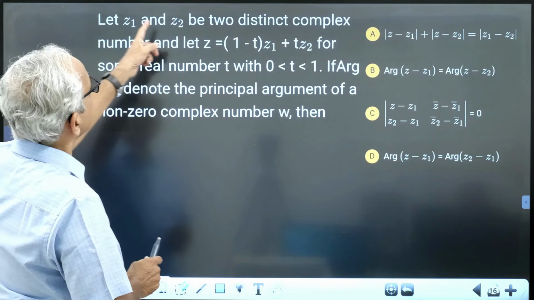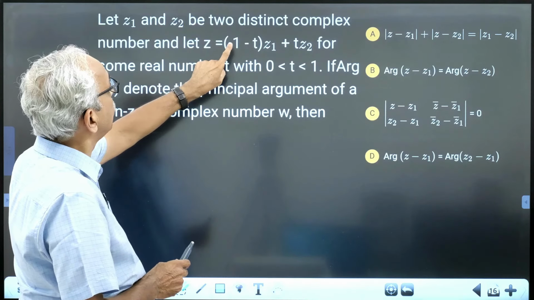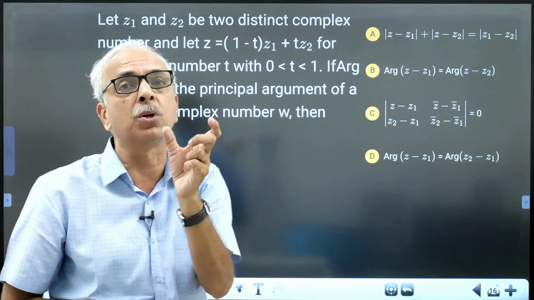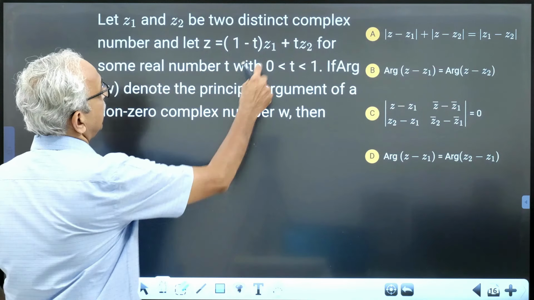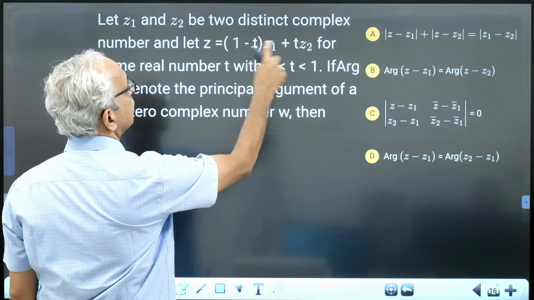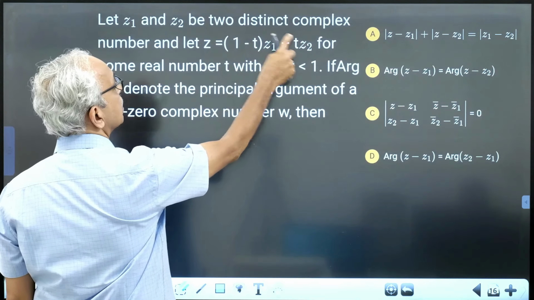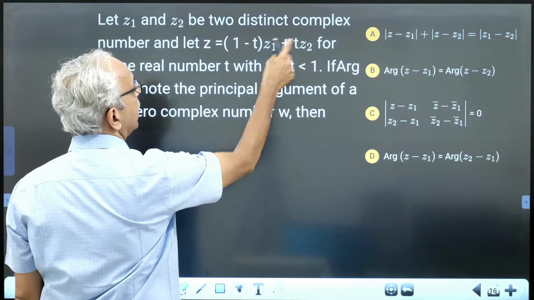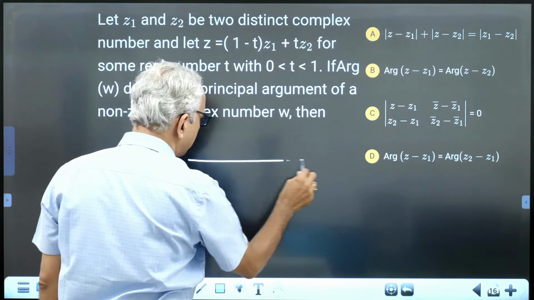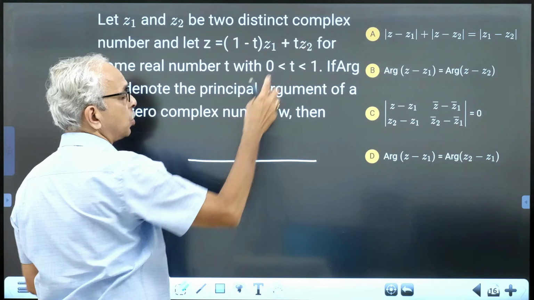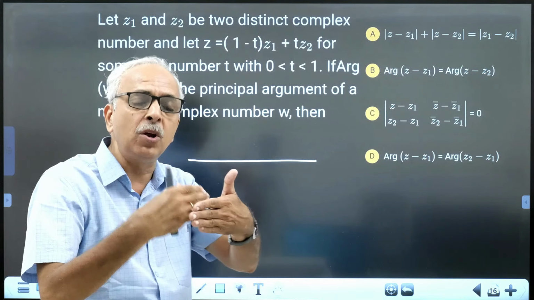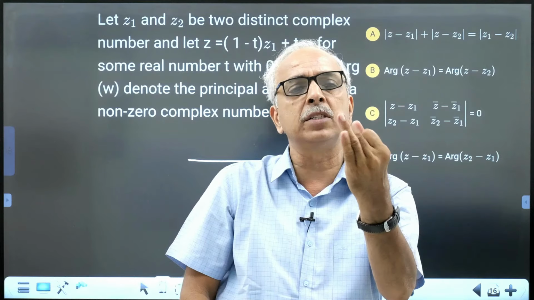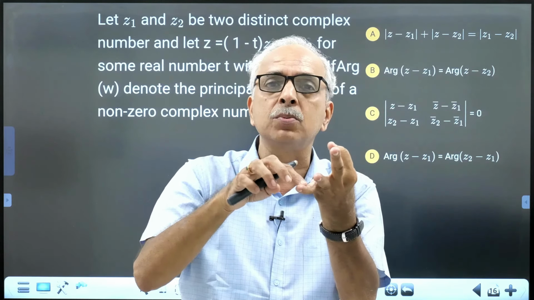See, Z1 and Z2 are two distinct complex numbers, and Z is equal to (1 minus t) Z1 plus t Z2, where t is a real number lying between 0 and 1. Suppose if t is equal to 1, then this will vanish, Z is Z2. If t is equal to 0, this vanishes, it becomes Z1. That means if Z, Z1 and Z2 are linearly connected, they will always lie on a straight line. That's a very important idea. If Z1, Z2 and Z3 are connected, all 3 points will lie on a straight line.